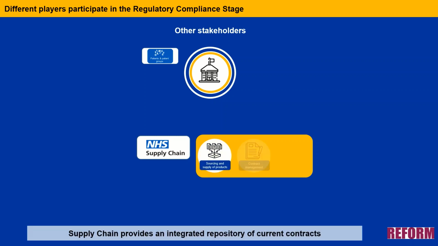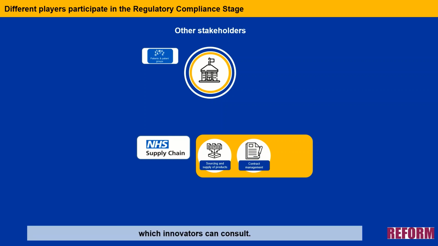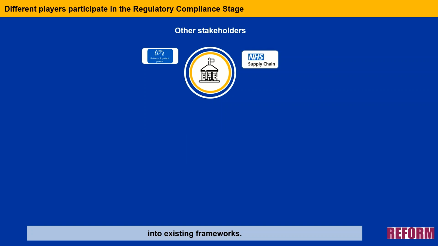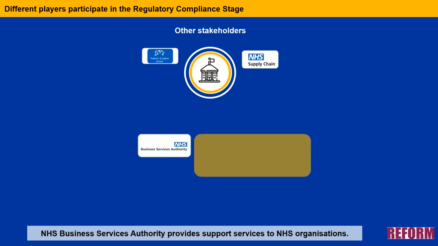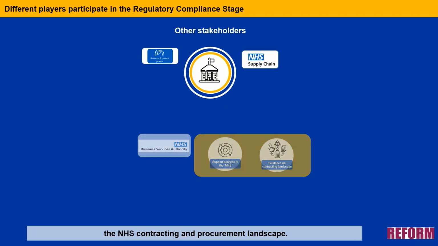Supply Chain provides an integrated repository of the current contracts which innovators can consult. They also have a role in speeding up market access for health tech products by supporting the introduction of new technologies into existing frameworks. NHS Business Services Authority provides support services to NHS organizations. They can help entrepreneurs navigate the NHS contracting and procurement landscape.